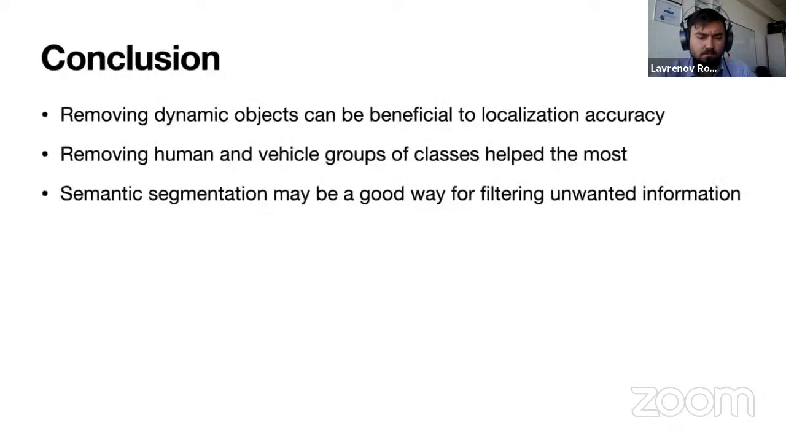In conclusion, we can say that removing the dynamic objects can be beneficial to the localization accuracy, and removing the human and vehicle groups of classes helps the most. The semantic segmentation may be a good way for filtering unwanted information.